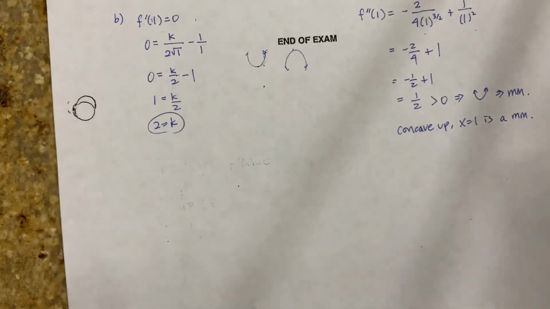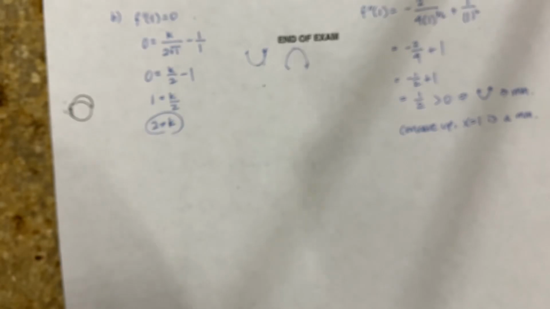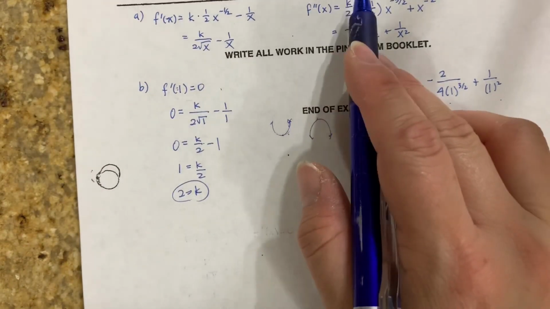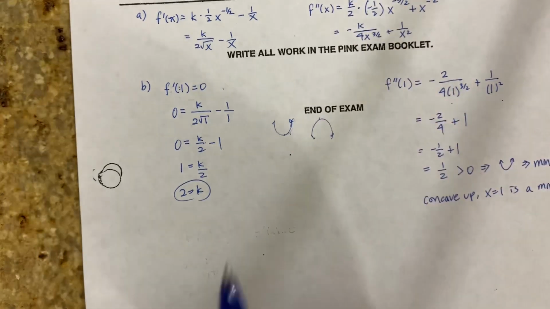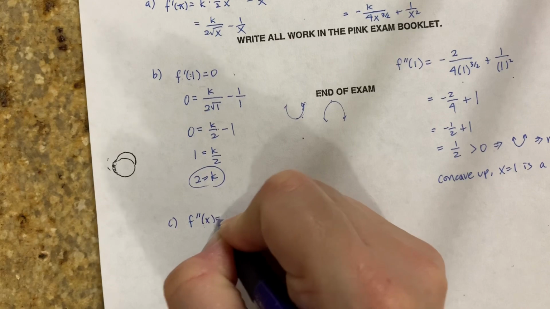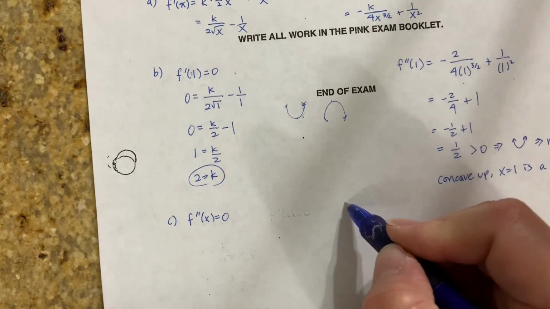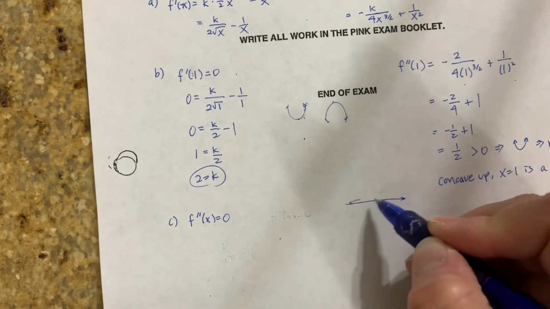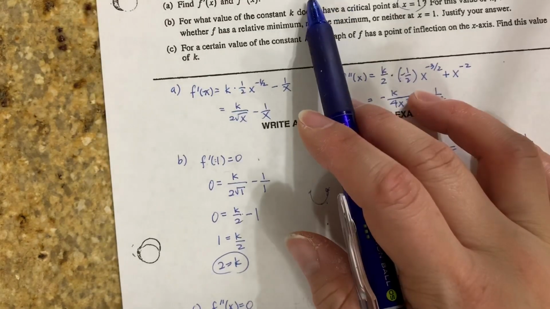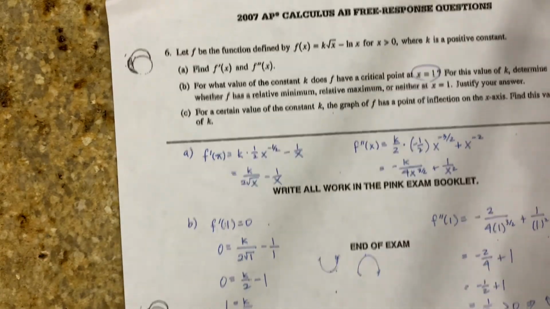Okay, part C says for a certain value of the constant k, the graph of f has a point of inflection on the x-axis. It gives us two really important pieces of information. When a function has a point of inflection, that means the second derivative is equal to 0. So f double prime of x equals 0. Then it says it's on the x-axis. If it's on the x-axis, it's going to have a y value of 0. That means your original function is going to equal 0. So for some x value, my f is going to be 0, right?